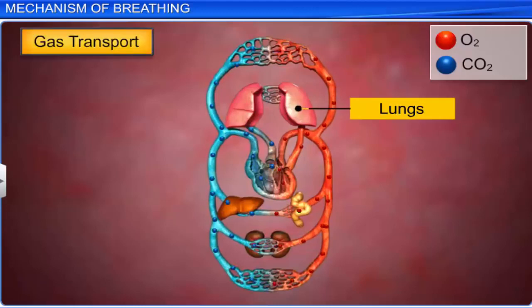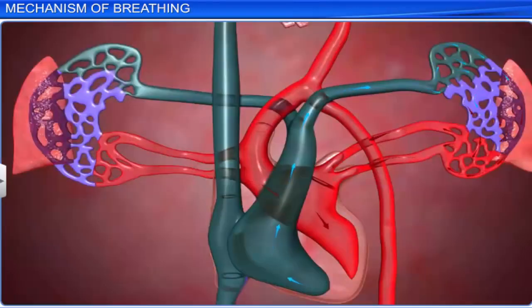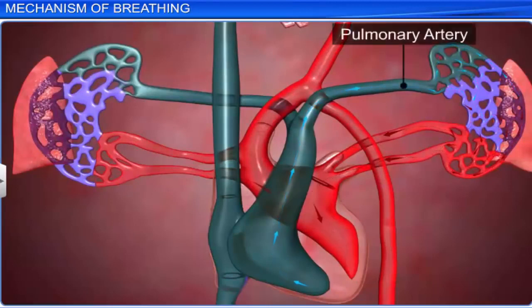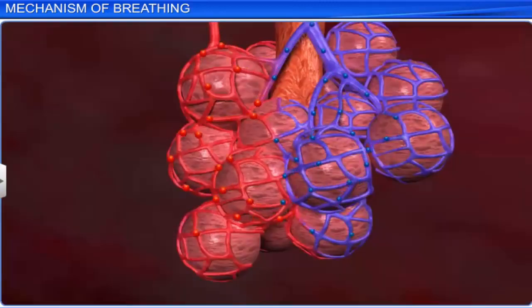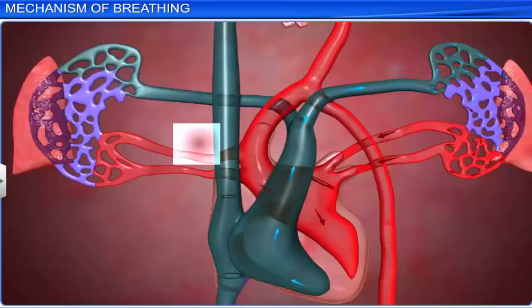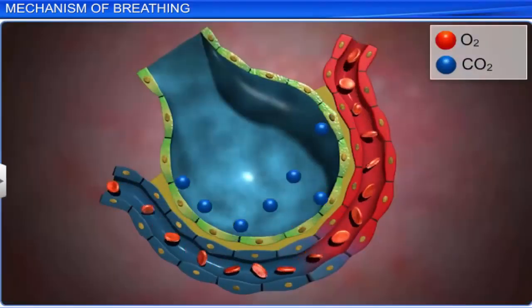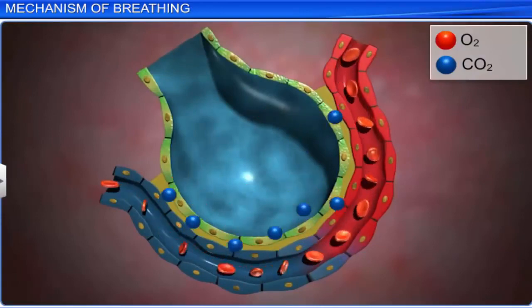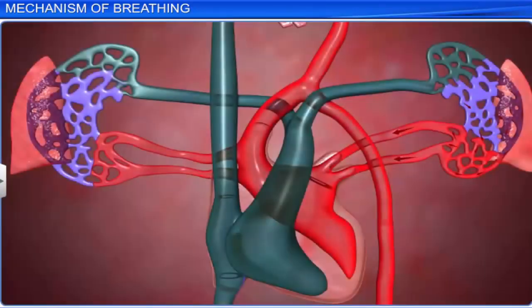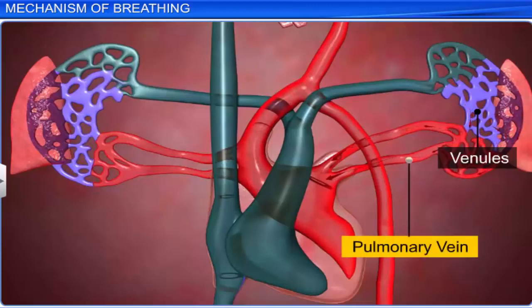This is called gas transport. Blood from heart enters the lungs through the pulmonary artery, arterioles, and alveolar capillaries. In lungs, oxygen and carbon dioxide are exchanged between blood and the air. This blood then flows out of the alveolar capillaries through venules and back to the heart via the pulmonary veins.